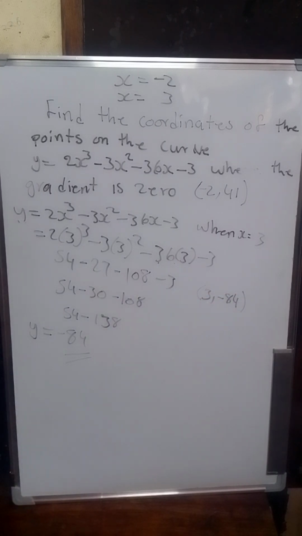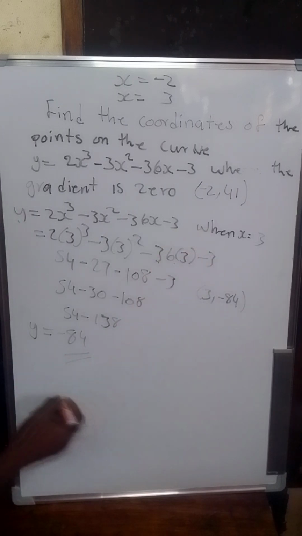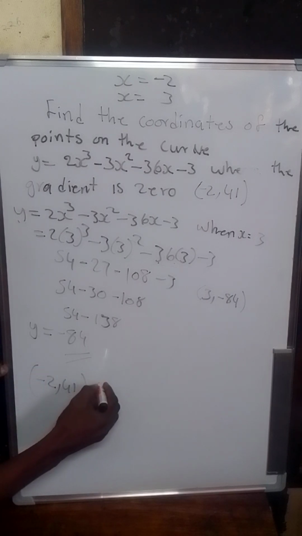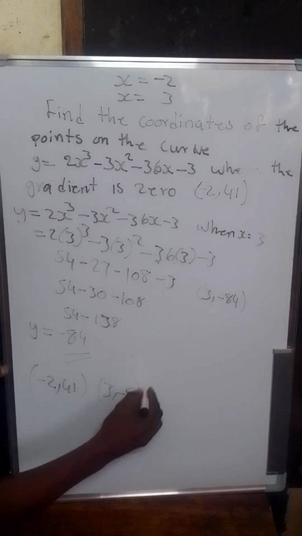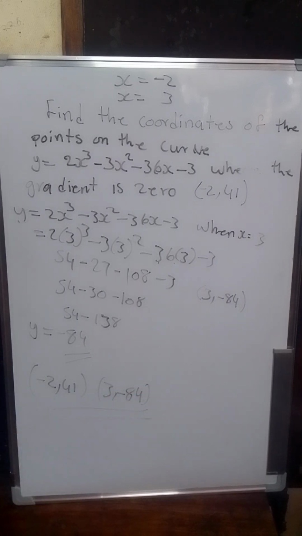So we have found the coordinates where the gradient is 0. These two coordinates, negative 2 and 41, and 3 and negative 84, are the coordinates where the gradient is 0.